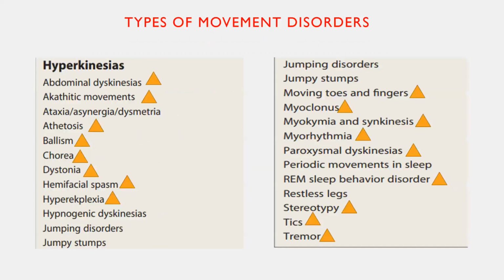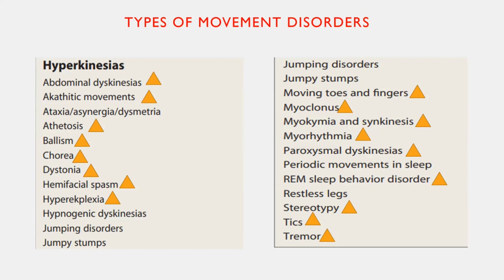Next slide. In hyperkinesia, so many examples are there. Dyskinesias, akathisia, ataxia, athetosis, ballism, chorea, dystonia, hemifacial spasm, hyperekplexia. Hyperekplexia is nothing but a hereditary condition in which exaggerated physiological startle will be there. Hypnagogic dyskinesias, jumping disorder, again it's also physiological exaggeration of the startle.